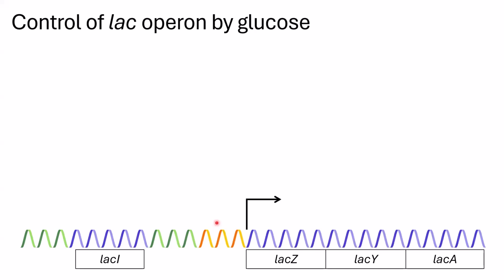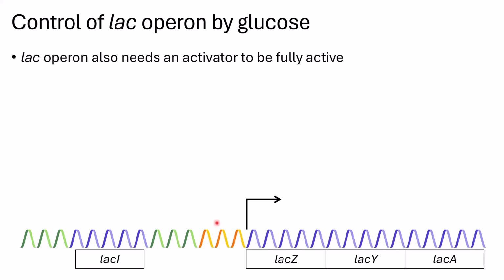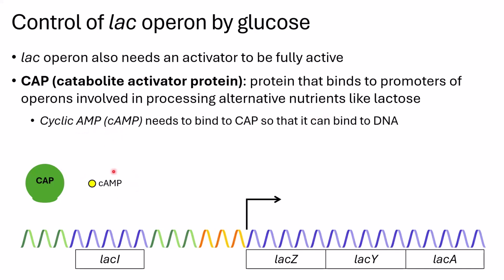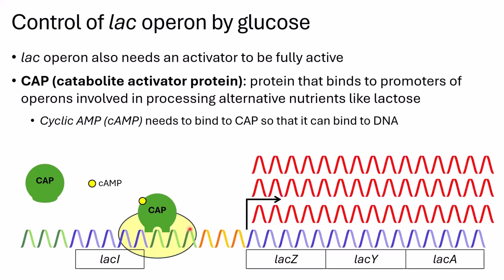While removing the repressor increases transcriptional activity, lactose and allolactose will not be able to fully induce lac operon activity if glucose is present. In addition to removal of the lac repressor, the lac operon also needs the presence of an activator. This activator is called CAP, which stands for catabolite activator protein. This is a protein that binds to promoters of operons that are involved in processing alternative nutrients. CAP itself is regulated by cyclic AMP, a nucleotide involved in signaling. Alone, CAP does not bind DNA well. With cyclic AMP, its shape changes so that it can bind to DNA and recruit RNA polymerase for transcription.